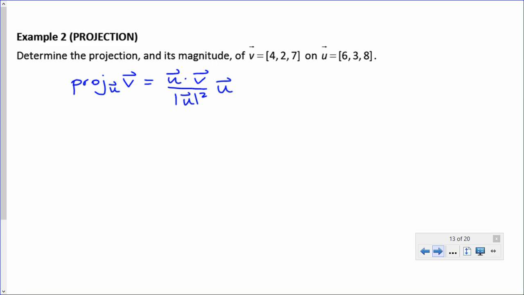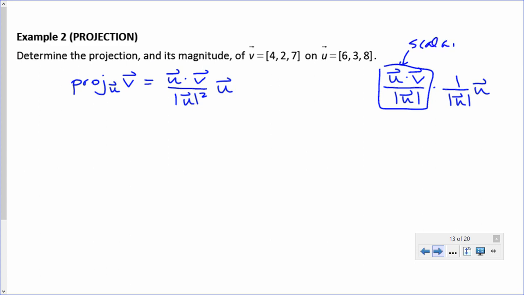Remember, this came from the idea that you're really doing this right here. This is your scalar projection, and you're timesing it by a unit vector in the direction of vector U. This is where that formula came from, right? This piece is the scalar projection, and this part's, you times it by a vector 1 unit long, then you get your vector projection. But in order to do this, I just need to plug and chug some numbers.